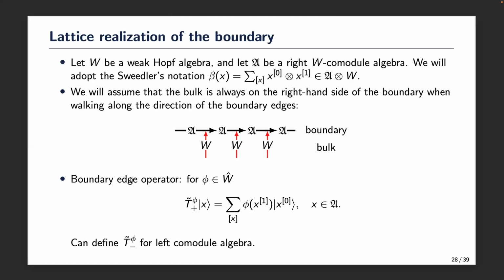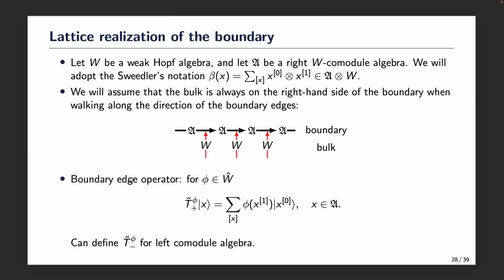And of the lattice, well, at this time, the lattice will have a boundary here, and we need to orient the edges. But the direction on the boundary is not arbitrary, because we have chosen the right comodule algebra. So we need to assume that the bulk is always on the right hand side of the boundary when we walk along the direction of the boundary, and it's like shown here. So the total Hilbert space is that over the bulk we have the space W, and over the boundary we have the space of the comodule algebra A here.